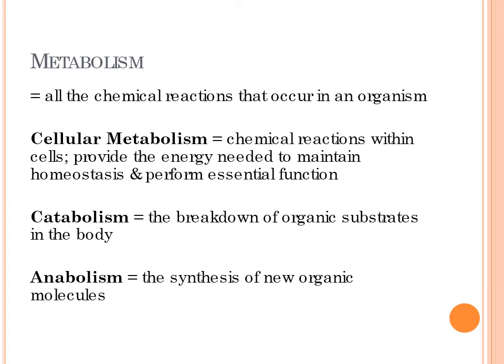Metabolism is the sum of all chemical reactions that occur throughout your body. So throughout the entire organism is your metabolism. Cellular metabolism are the chemical reactions that take place within individual cells, and those provide the energy needed to maintain homeostasis and essential functioning of each individual cell. Your overall metabolism helps to maintain homeostasis throughout your entire body. So we have cellular metabolism and then overall general metabolism.